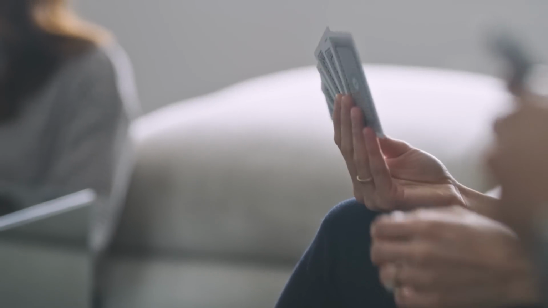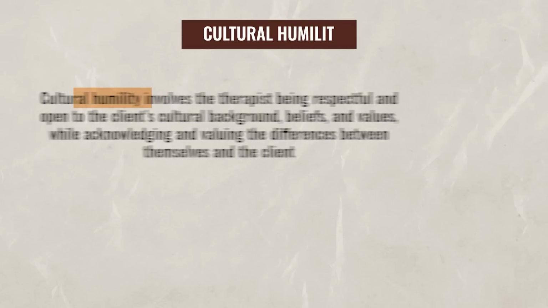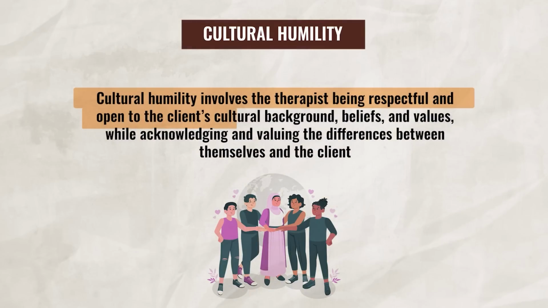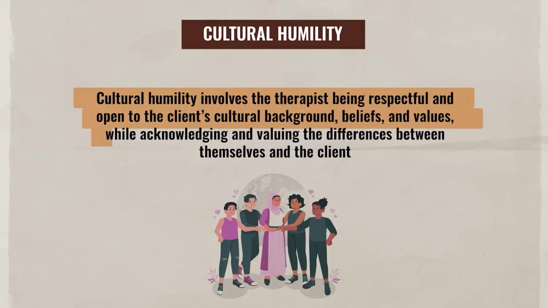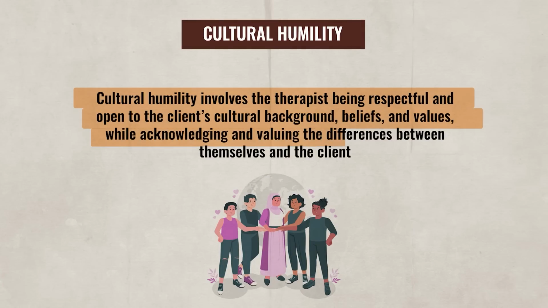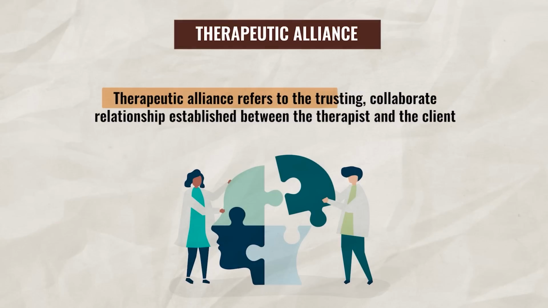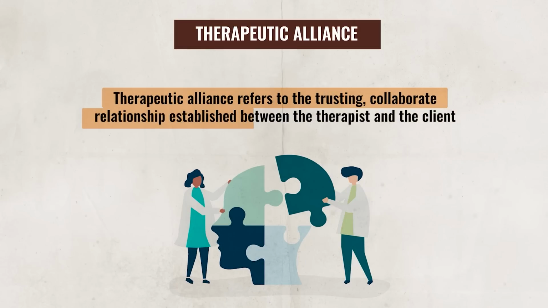Therapists must also show cultural humility and work to establish a strong therapeutic alliance with their client in order to be successful. Cultural humility involves the therapist being respectful and open to the client's cultural background, beliefs, and values, while also acknowledging and valuing the differences between themselves and the client. While therapeutic alliance refers to the trusting, collaborative relationship established between the therapist and the client. This partnership is built on open communication, mutual respect, and collaboration on therapy goals, all of which help increase the effectiveness of a treatment.